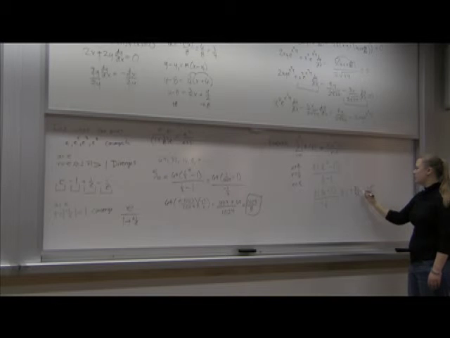2 would cancel out with this to be 16. Cancel out with that to be 2. So I get 31 halves.